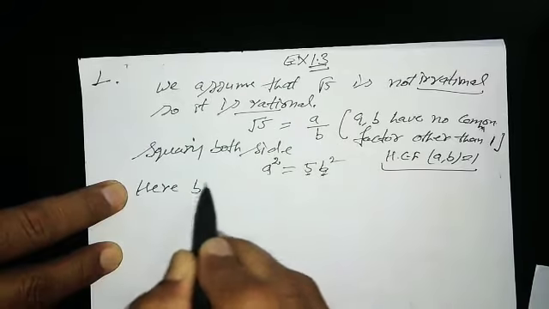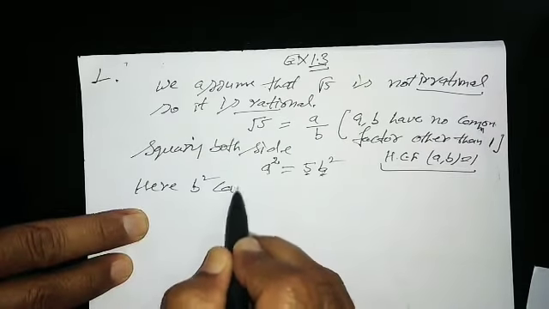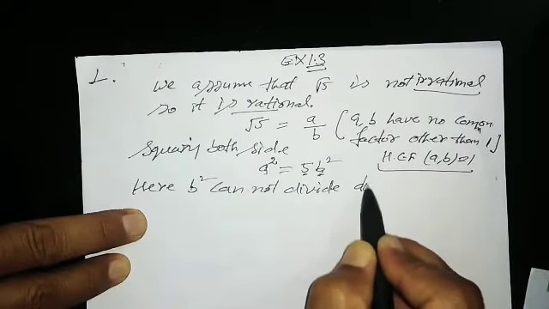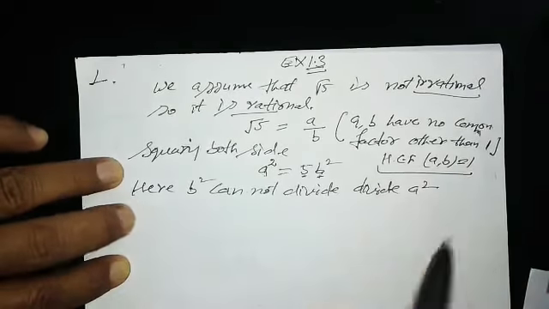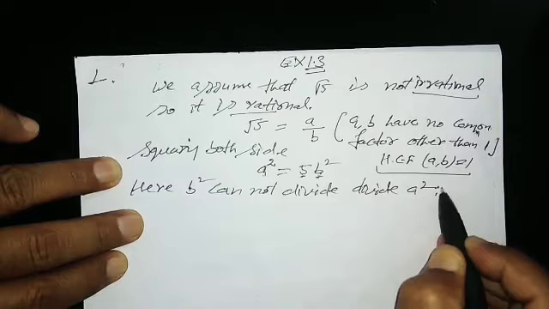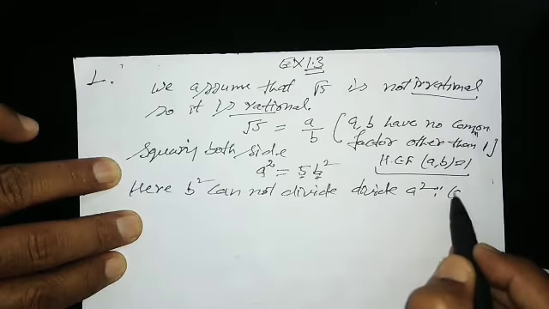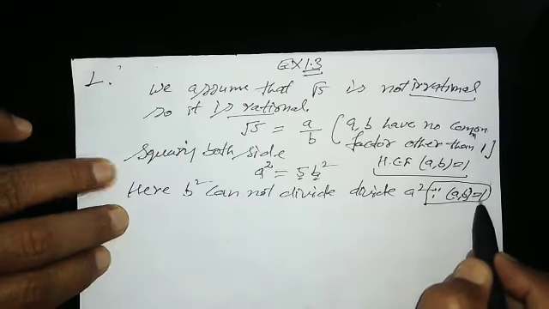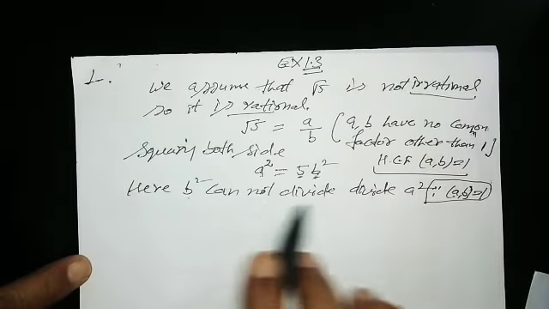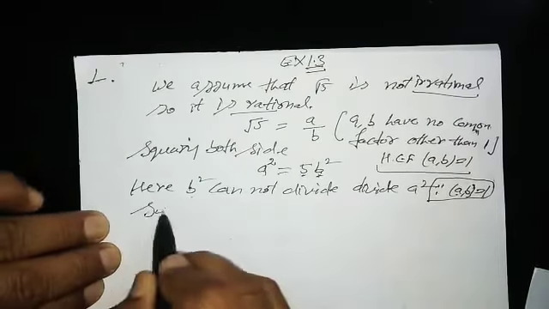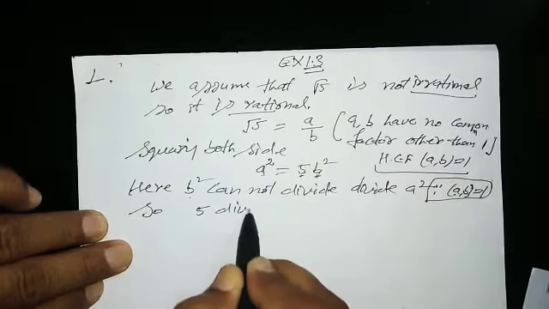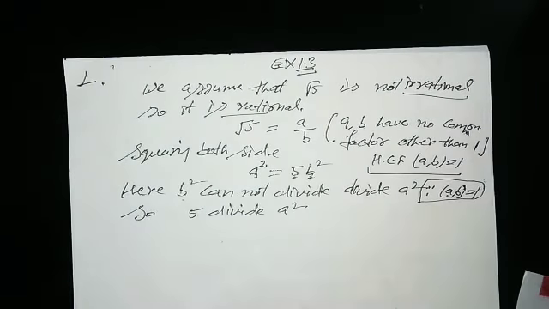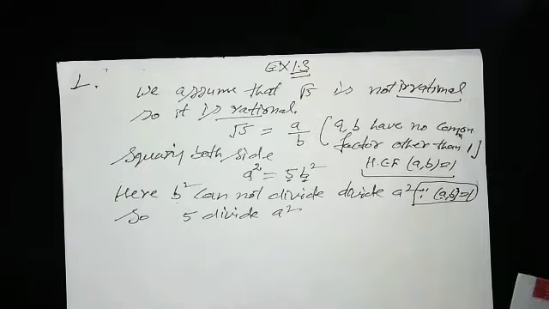Here b square cannot divide a square. Why? Because nothing is common between a and b, means HCF of a, b is 1. So these numbers do not divide each other. So you can say that 5 divides a square. Clear?